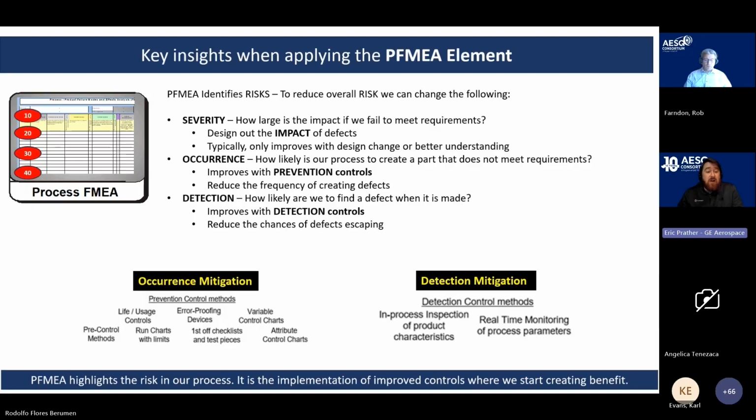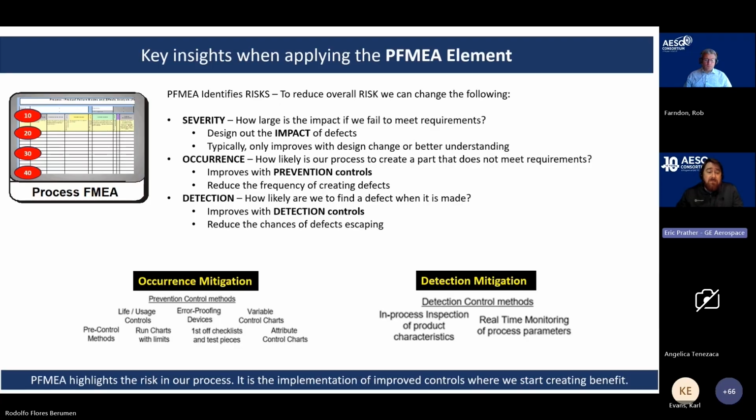So that's really to help our occurrence, right? These are a couple things that we might use. And then we have detection mitigations over on the right. So some control strategies that might be put in place to help reduce that risk around detection.